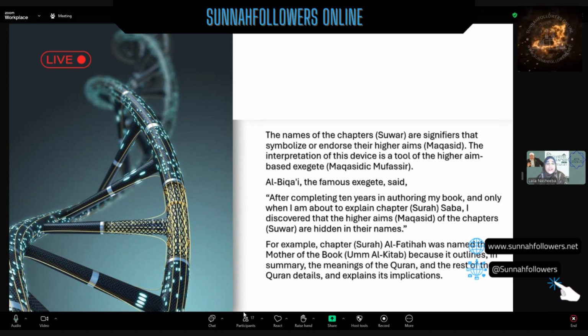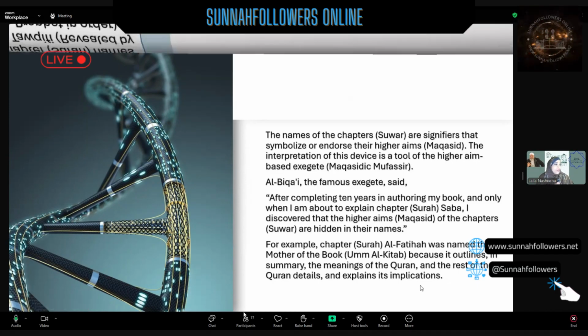For example, chapter El-Fatiha. El-Fatiha was named the mother of the book, el-Kitab. Why was it named el-Kitab? Because it outlines the meanings of the Quran and the rest of the Quran details, and it explains its implications. So, you know, the names of the chapter, y'all need to remember this, the names of the chapter really are a clue as to what Allah is getting ready to talk about. And this is something that I think Dr. Jabriel emphasized too when he was doing his series on the rights of spouses in Islam. You know, the hidden names of the chapter, they become a clue as to what this chapter is about.